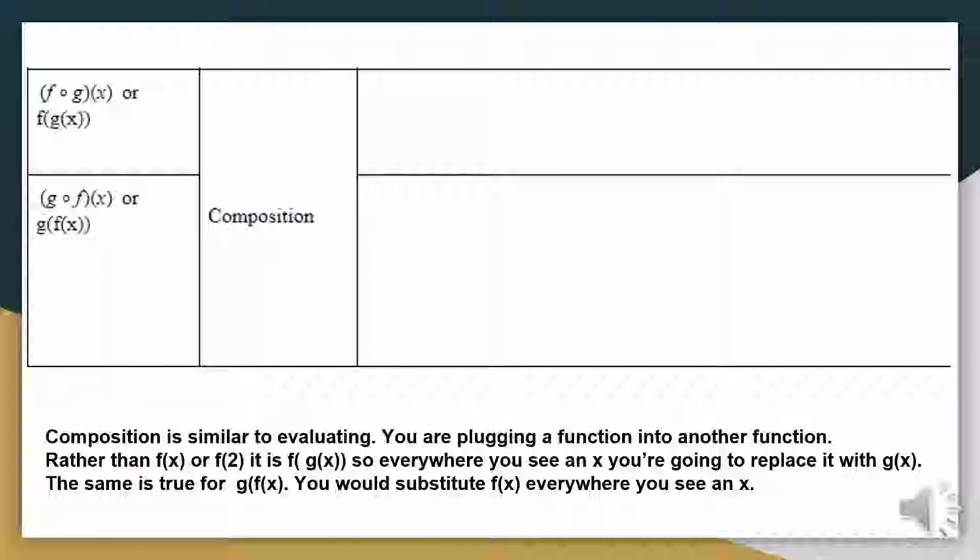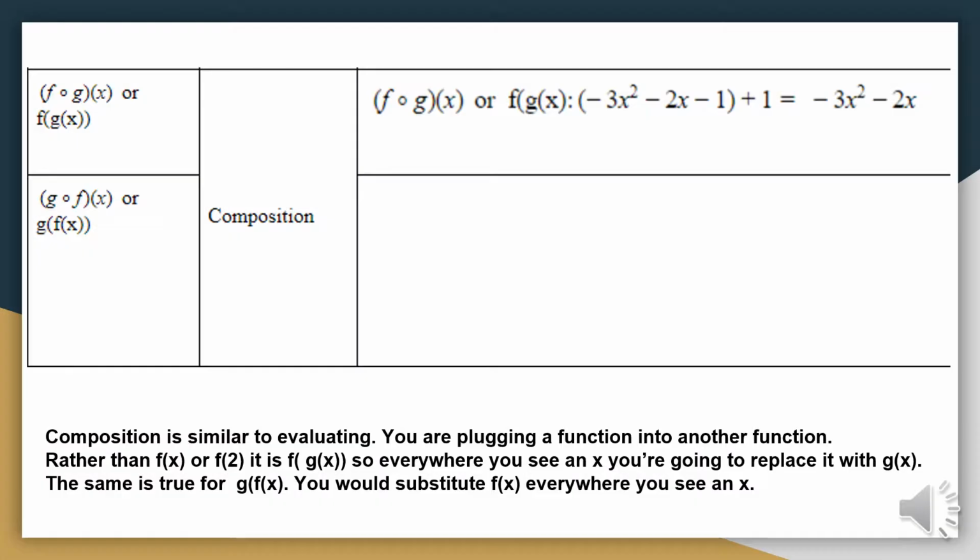The same is true for g of f of x, so you would substitute f of x into the g of x equation. So in the top, it says f of g of x. In other words, I'm taking g of x and I'm plugging it into f of x. Remember, f of x was x plus 1. So instead of x plus 1, I'm putting g of x plus 1. And then I'm simplifying.